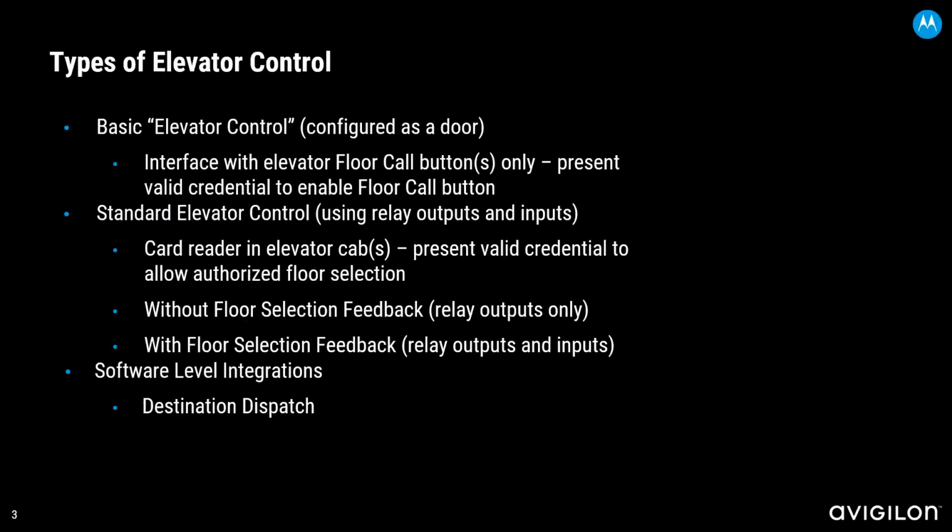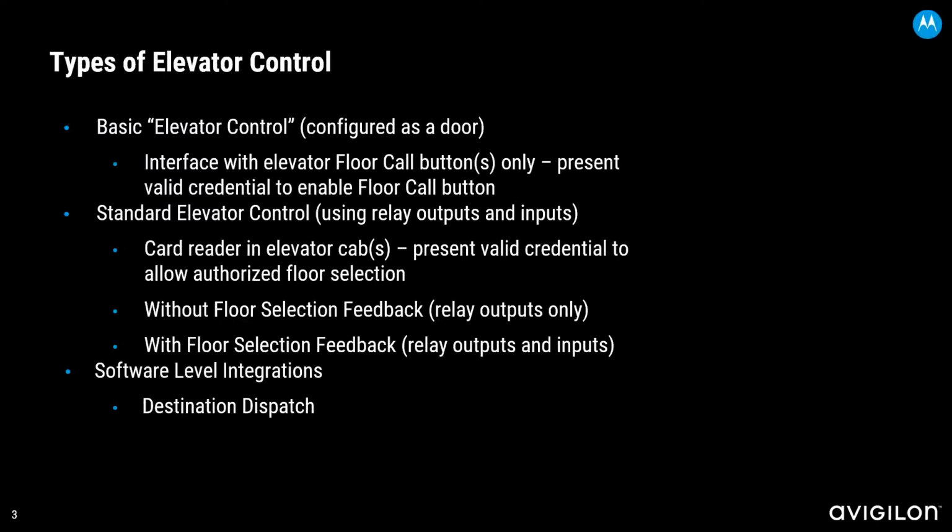So what we're going to focus on more today is standard elevator control. This is where you would typically have a card reader inside the elevator cab. So the floor call button works as normal. You can call the elevator, but once you get on the cab, you have to present your credential. Then once you do that, the floors that you are allowed to go to can be selected.